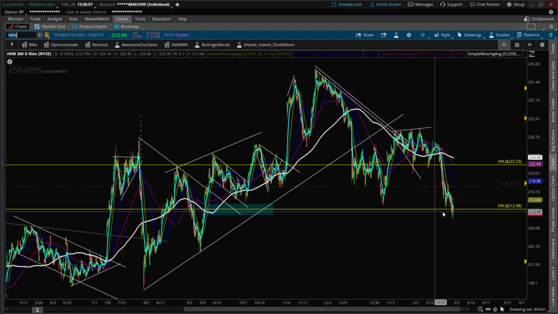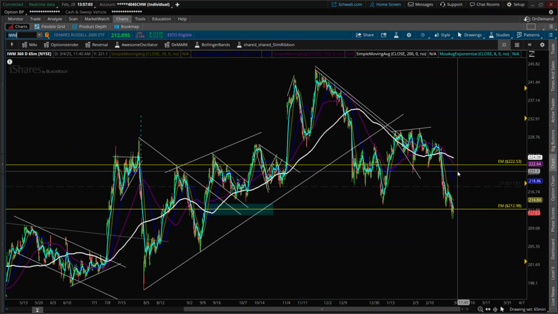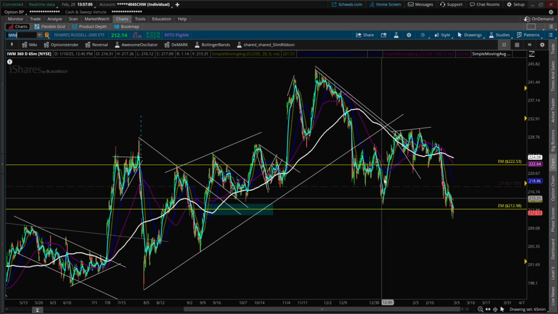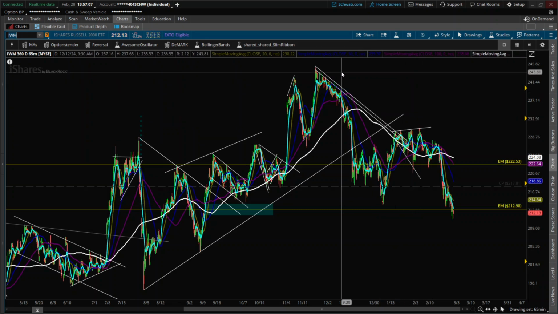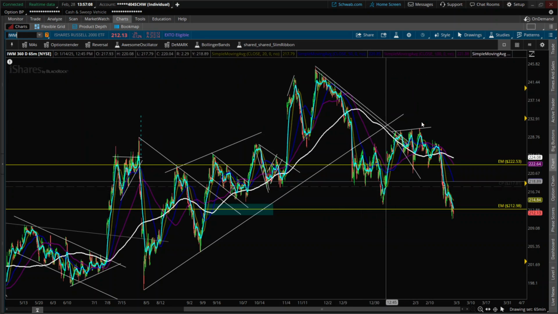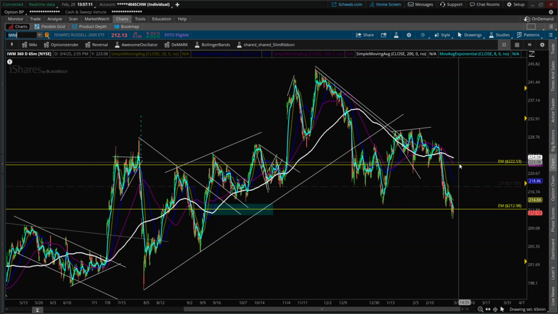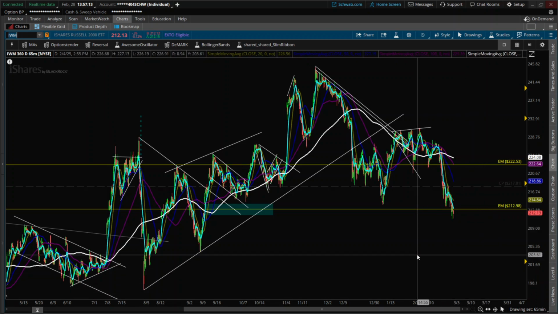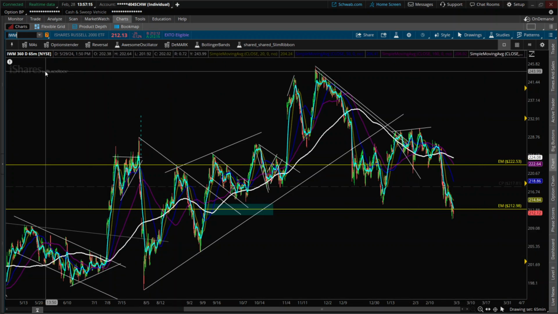All right, IWM appears that it has an impulse wave in, and so it needs to retrace. Now we can look at this as an A, B, or we can look at this as a 1, 2, 1, 2, and then you have a much steeper move headed after that if that's the case.